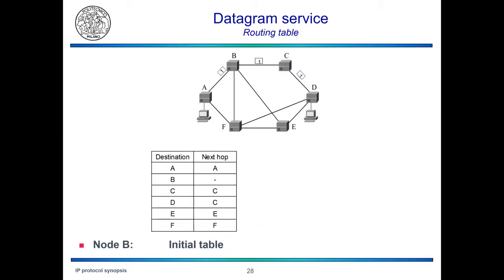So this is an example, again with the same network that I showed before. This is a routing table of node B, which is an intermediate node on the top. The routing tables have two columns. One is a list of the destinations, and the second column is the next hop, where to send the packet in order to deliver it to the next intermediate node, or if this is the last node, to the destination host.